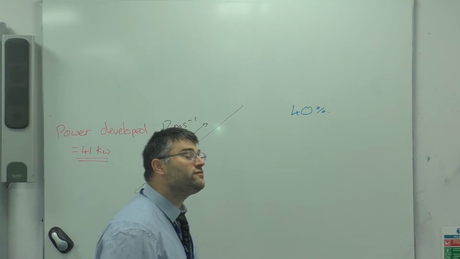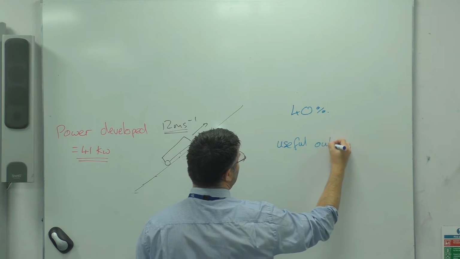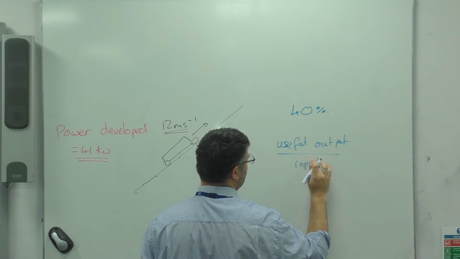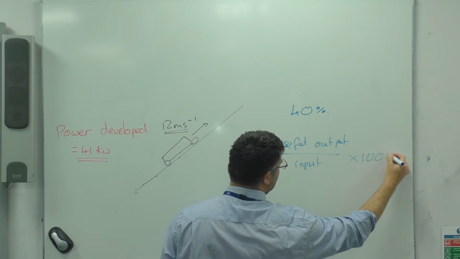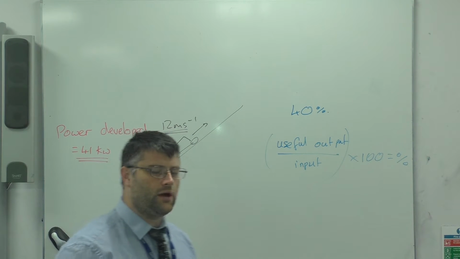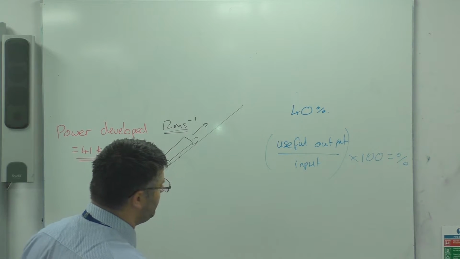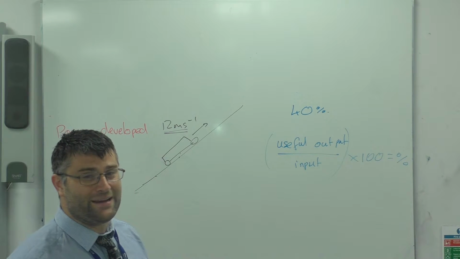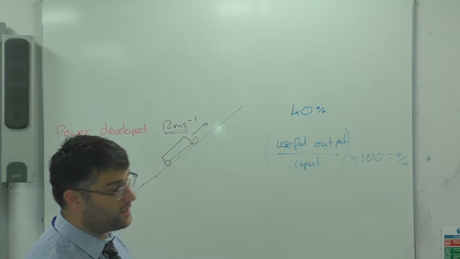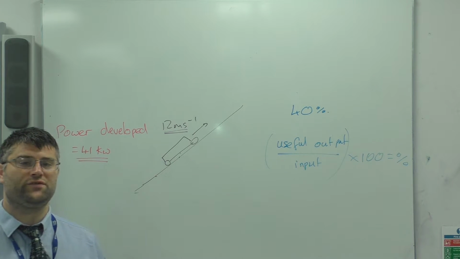Now, there is an equation for efficiency, and that is the useful output divided by the input times by 100 will give you your percentage efficiency. So that is a standard percentage calculation, as I've shown you before in a previous video, so you just need to reuse that here. Useful output divided by the input times by 100, and that tells you essentially what your efficiency is. So in this case I've told you that the efficiency of this car is 40%.